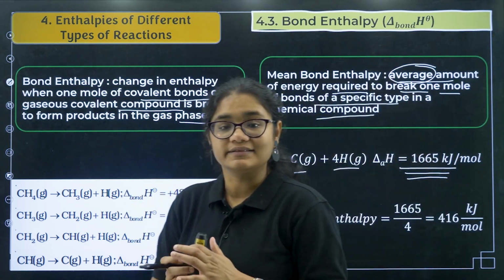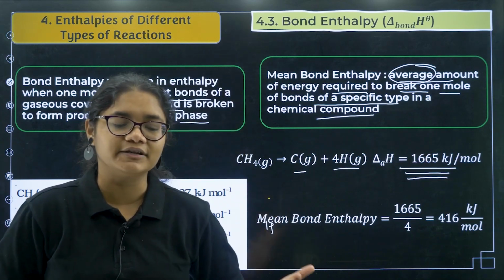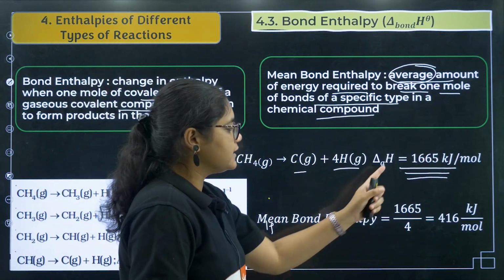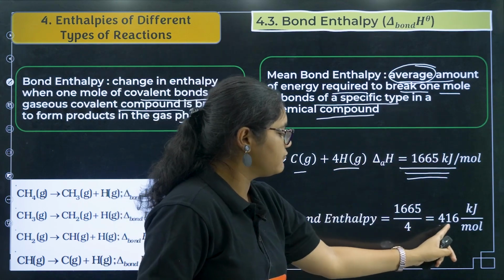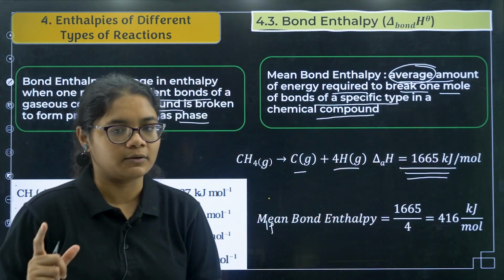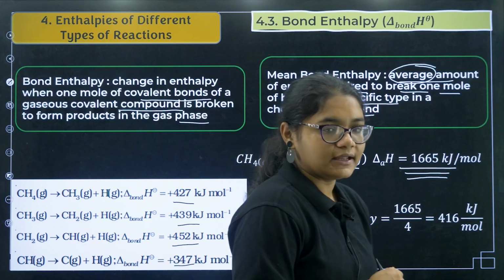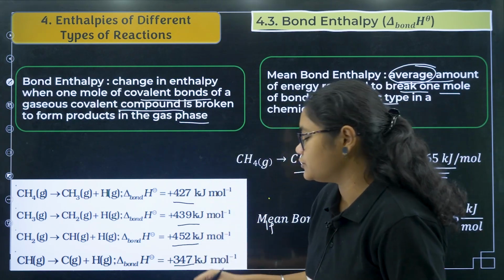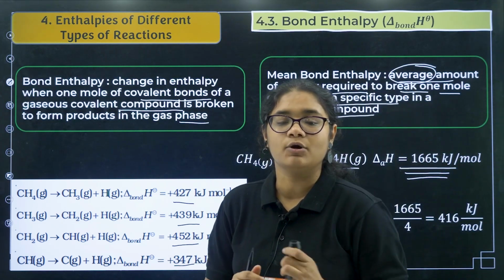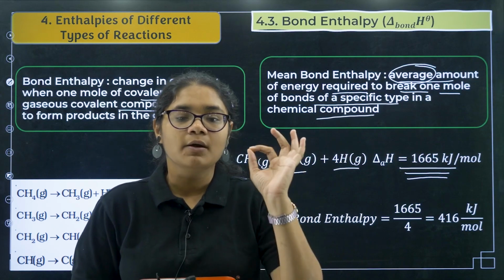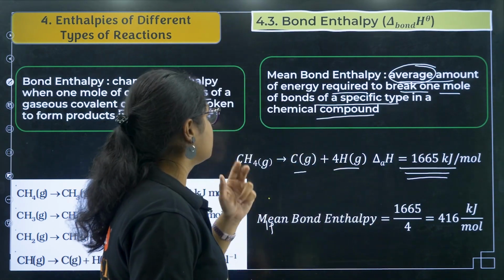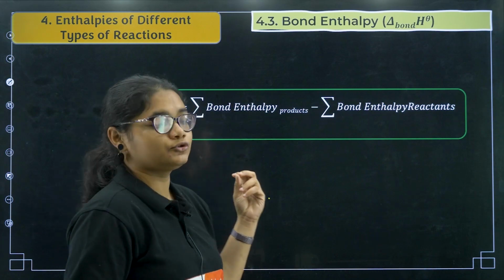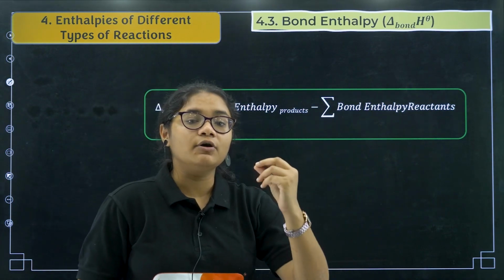So that is why in this type of case we need to find the average bond enthalpy. The total energy required was 1665, divided by 4, and you will get 416 kilojoule per mole, which is nearly equal to all these individual values. So average bond enthalpy is required in the case of polyatomic molecules. Clear?